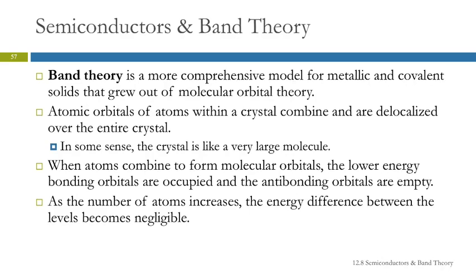So a diamond, it's carbons bonded to each other. In a sense, that one diamond is one ginormous molecule, right? And so the orbitals overlap with each other and are delocalized over the entire molecule. So when the atoms combine, they form molecular orbitals. The lower energy bonding orbitals are the ones that are occupied by the valence electrons, and the anti-bonding orbitals are empty. As we get more and more atoms in this molecule, as we make our crystal bigger and bigger, the energy difference between those levels becomes negligible or completely unimportant.